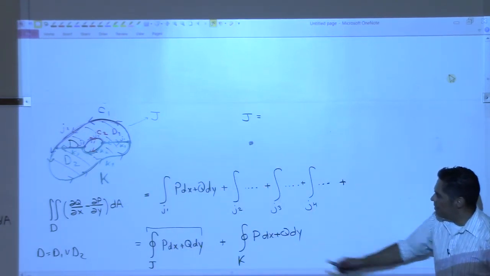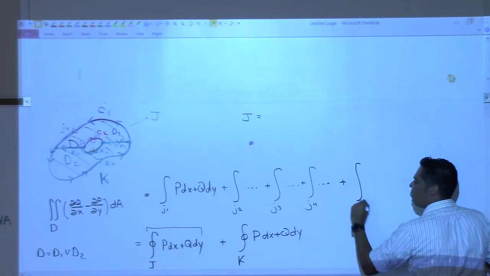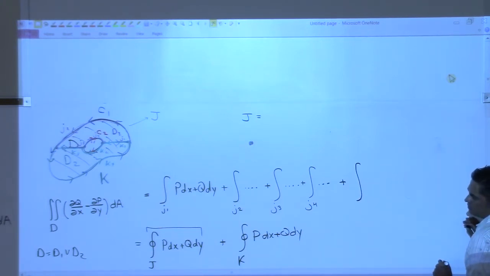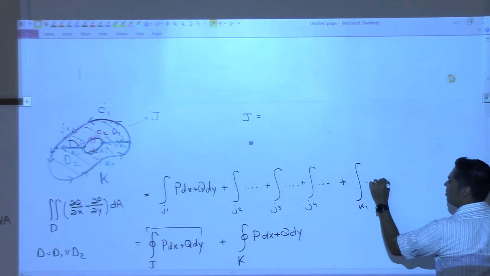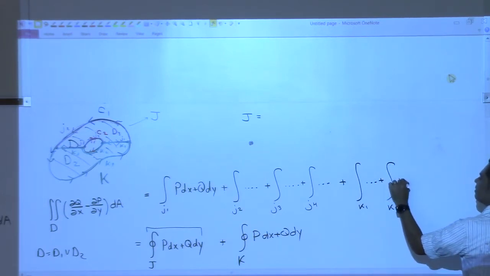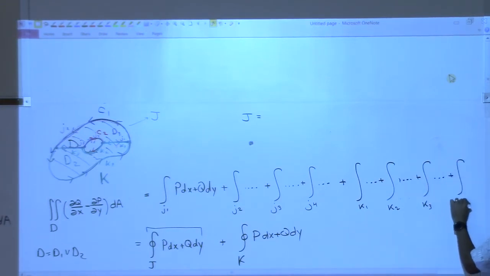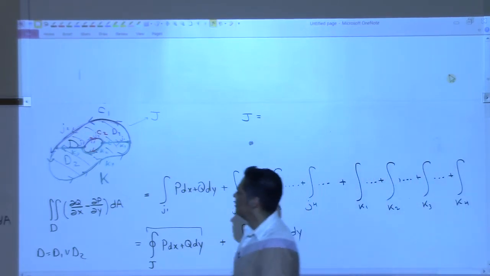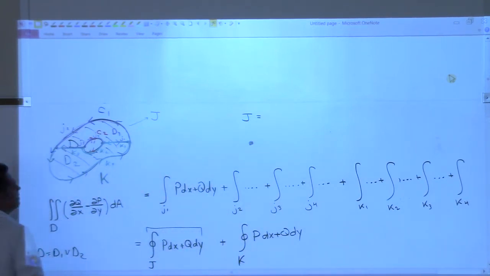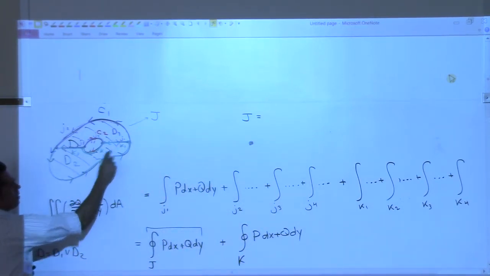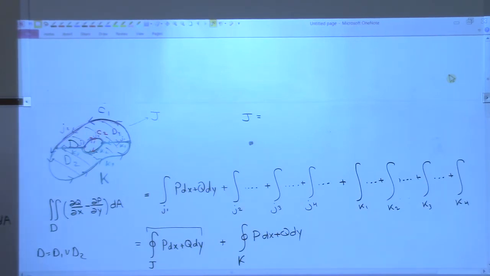So this one is the line integral over what? K1 plus K2 plus K3 plus K4. Yeah? Does anybody see what is about to happen? Oh, you're going to combine. What about J1 and K1? What about them?